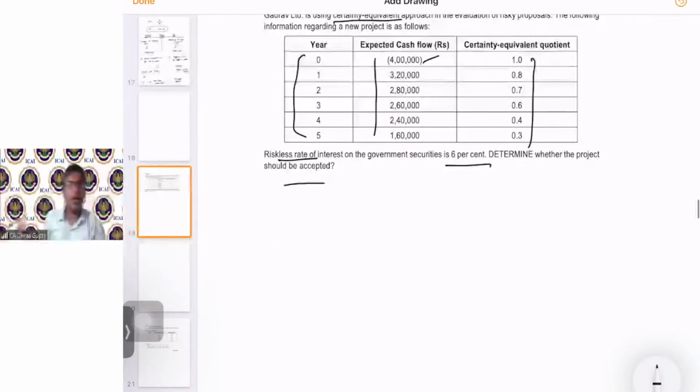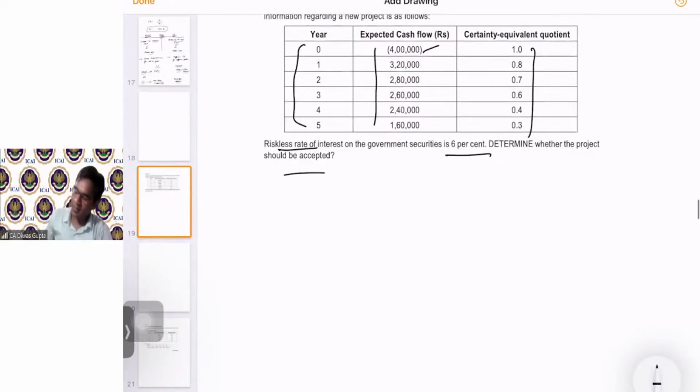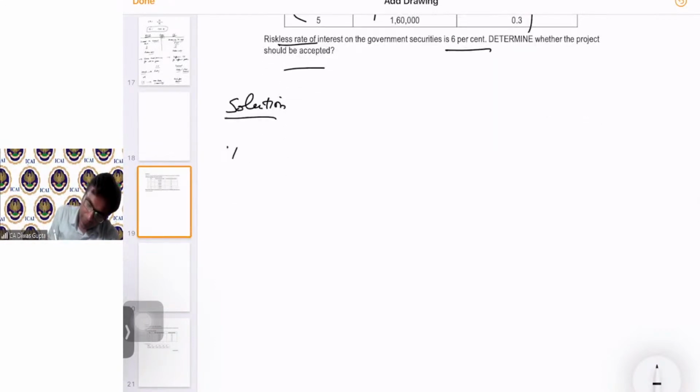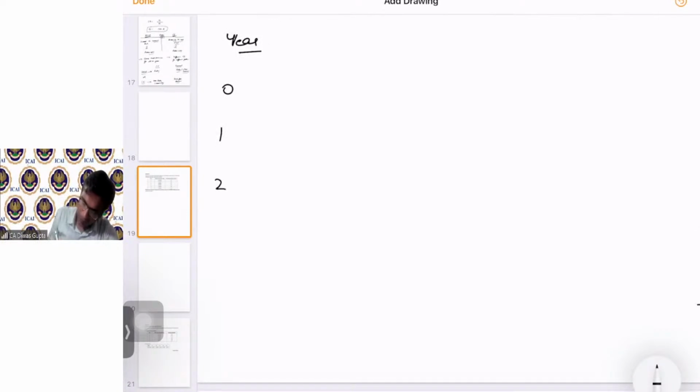It's simple. We have to calculate the NPV. If NPV is positive, we will go ahead with the project. If NPV is negative, we will drop the project. So solution. Let's come to year 0, 1, 2, 3, 4, and 5.